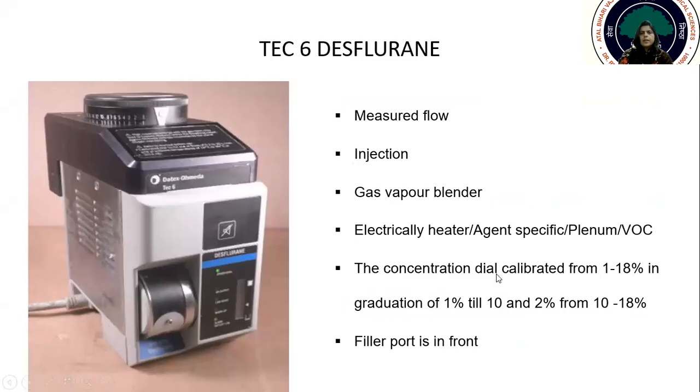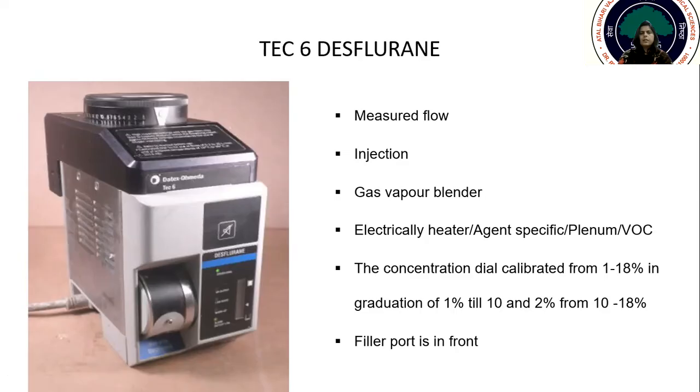The concentration dial is calibrated from 1 to 18%. This is the concentration dial. It is calibrated from 1 to 18%. You can see 10 here in bolder font. Why? The graduation is 1% till 10 and 2% from 10 to 18%. There's a filler port in the front. Now there should be a question: why is there a need for a specific vaporizer for desflurane? Why can't it be the same as for any other inhalational agent?